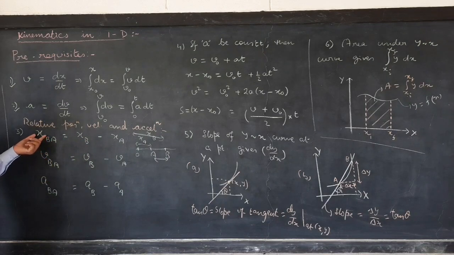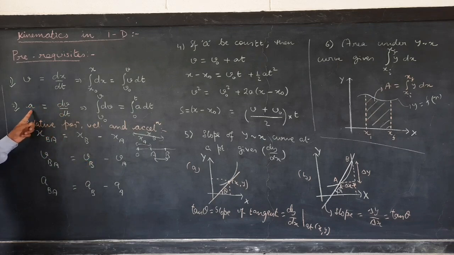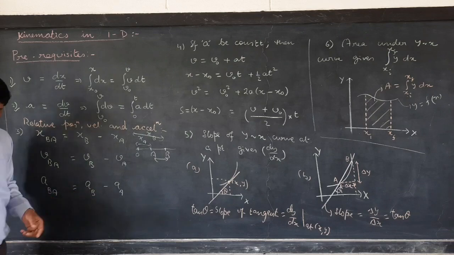Now, if you differentiate this, we know derivative of x is velocity. So we'll get velocity of B with respect to A equals velocity of B minus velocity of A. Again, if you differentiate this equation, derivative of velocity will give you acceleration. So we'll get dv by dt, that means a. Acceleration of B with respect to A is equal to aB minus aA.